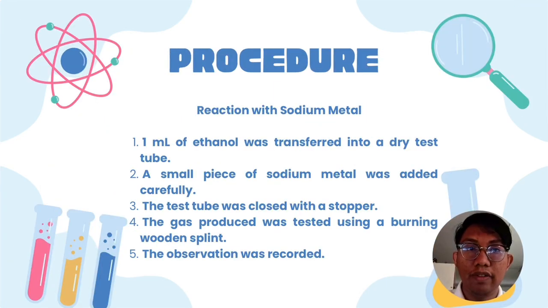First, 1 ml of ethanol was transferred into a dry test tube. Then, a small piece of sodium metal was added carefully into the test tube. The test tube was closed with a stopper and gas was released when tested using a burning wooden splint. Finally, the observation was recorded.